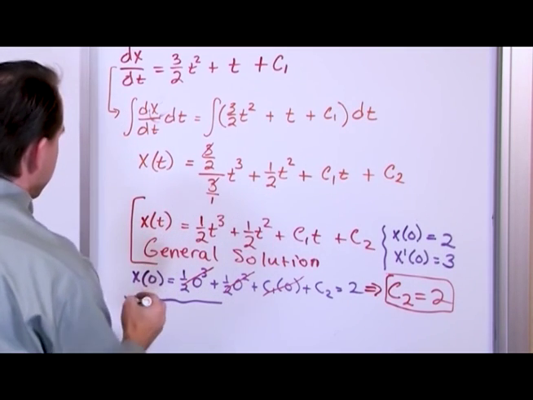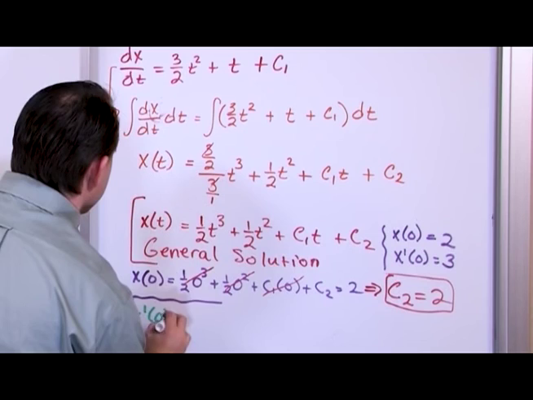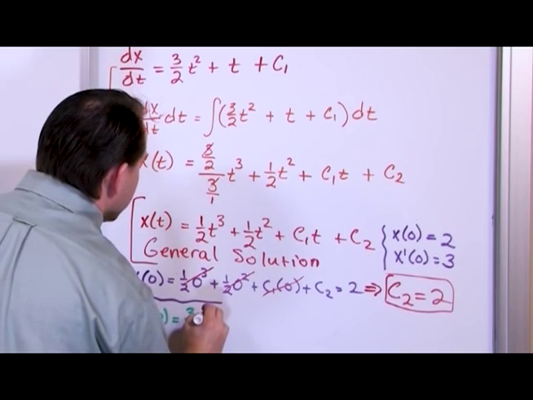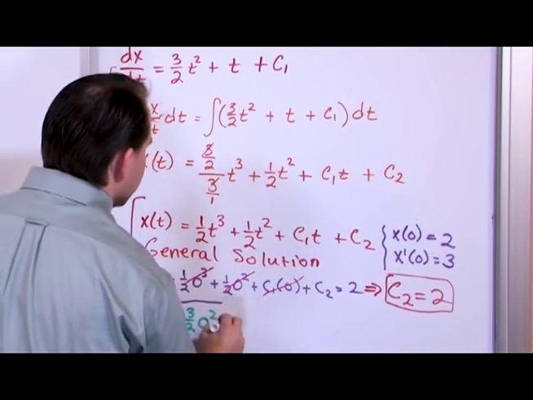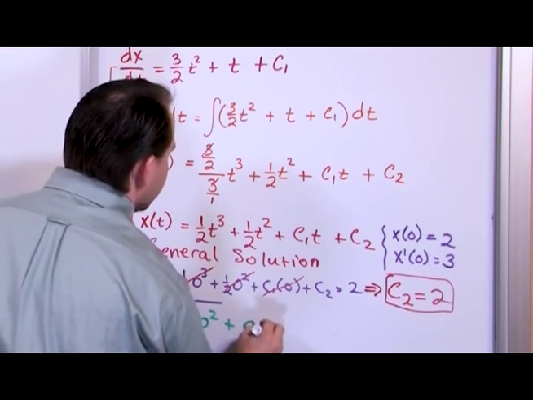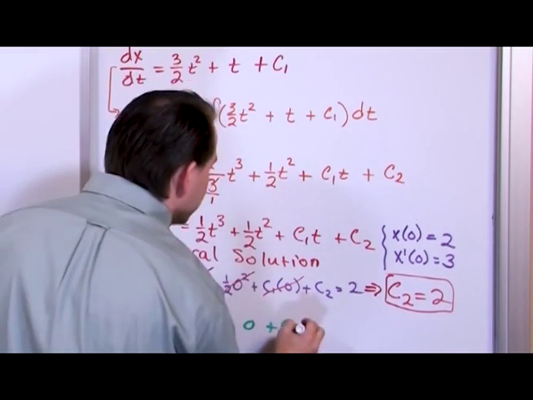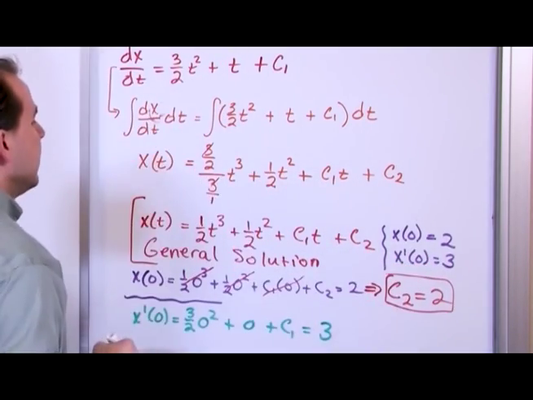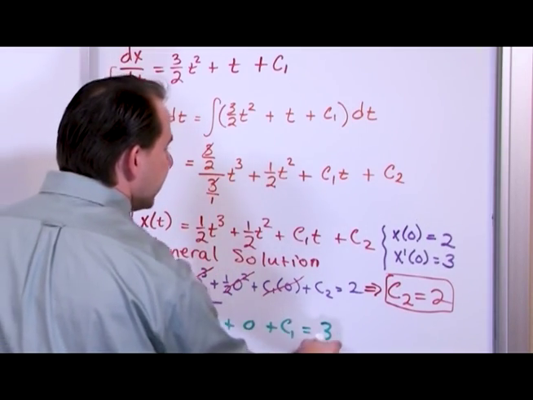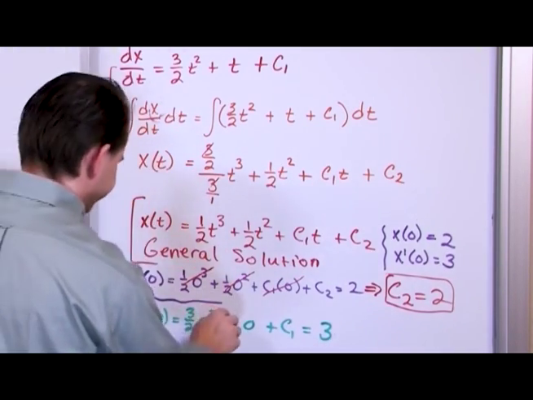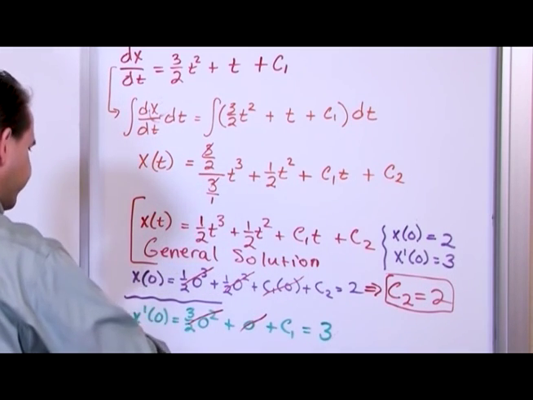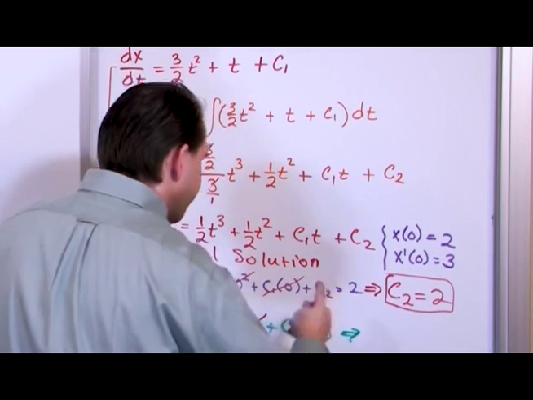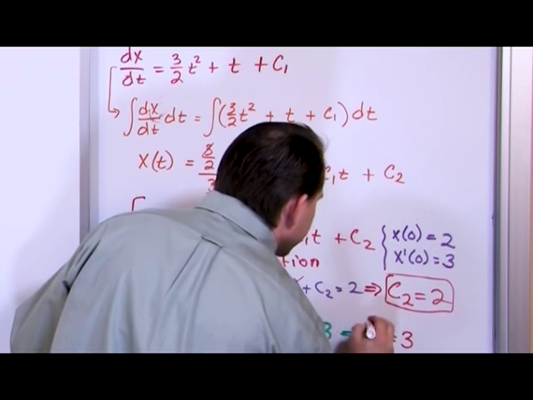And what we'll have is x prime of 0 is equal to, you look up here, 3/2 t squared. So you have 3/2 0 squared, because this is at time 0, plus t, which is 0, plus constant 1, which is from right here, and that's going to equal whatever our initial condition said. All we did was plug in t is equal to 0 into the velocity equation, and set it equal to what was on the right-hand side. And so we have more cancellations there. And so what we're going to find is that C1 is equal to 3.